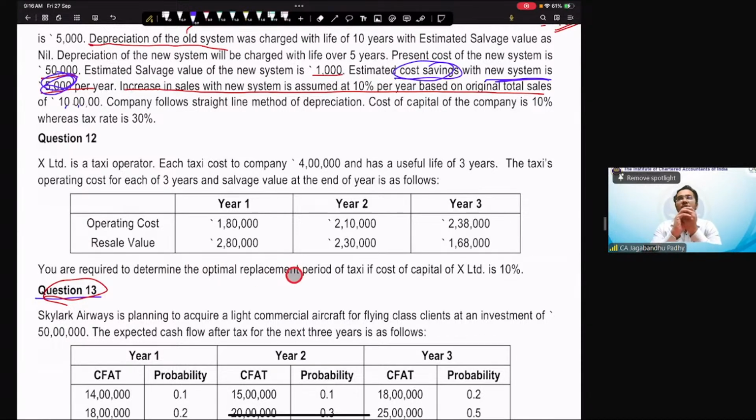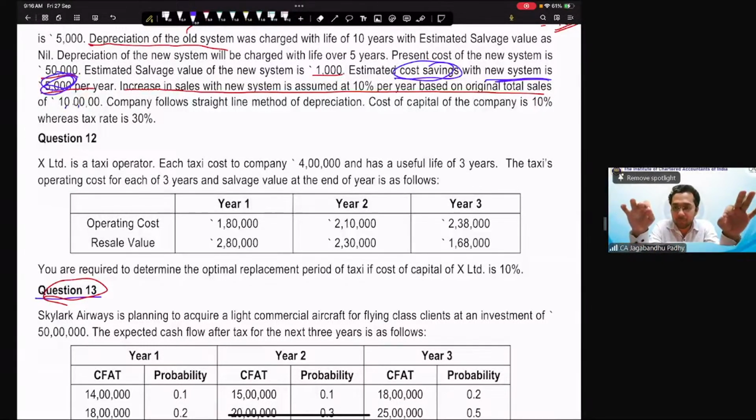So we want to know whether I should replace the taxi in 1 year, or should I use the taxi for 2 years and then replace it after every 2 years, or should I replace the taxi after every 3 years? That's the decision which we have to take, right? So we have to decide whether the taxi is going to be replaced in a year, after 2 years of usage, or after 3 years of usage. I hope the question is clear, I mean, what the question requires us to calculate.